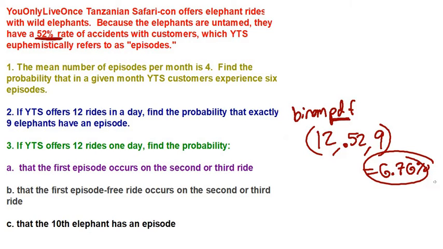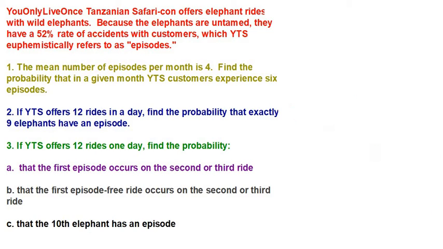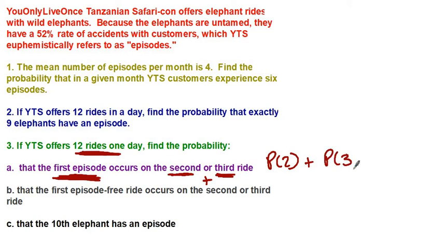Alright, so these last couple are slightly tricky. We have to read them real careful. Okay, we said this is geometric, and the reason we know is they're asking about the first success. When is the first success going to occur? On the second or third, so or means we're going to add. So I want the probability of the second or the probability of the third. Okay, and I'll show you how to do this.